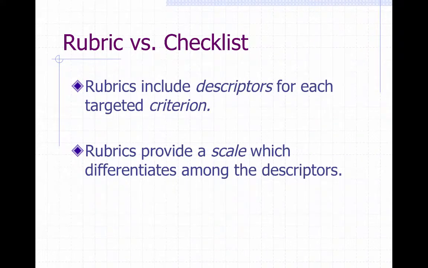Rubrics include descriptors for each targeted criterion. They say, I'm looking for this criterion and this and this and this. I need you to show me that you can do these things. And then it says, this is how you show that in a very great way. This is a way that I cannot accept.